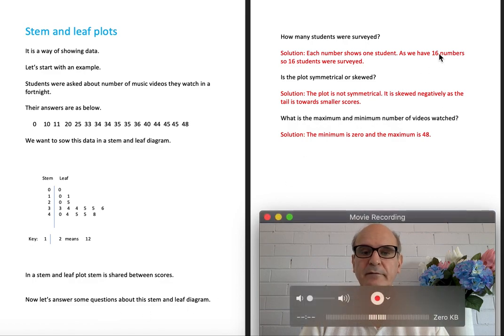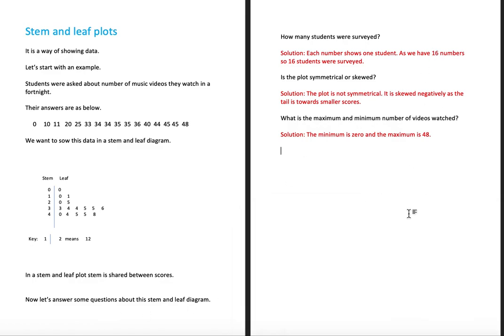So let's have a look at some of the questions here. How many students were surveyed in this example? So we can count the number of leaves. 1, 2, 3, 4, 5, 6, 7, 8, 9, 10, 11, 12, 13, 14, 15, 16. So 16 students were surveyed.